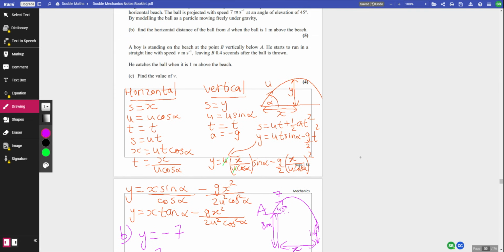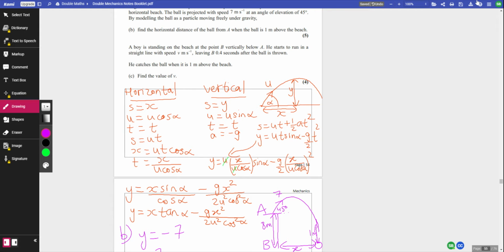Now, part C for this question says, a boy is standing on the beach at the point B vertically below A, and he starts to run. So B is over here on the beach, and he starts to run in a straight line with a speed of v meters per second, leaving B 0.4 seconds after the ball is thrown, and he catches the ball when it's 1 meter above the beach. So he catches the ball when he stands at this point here.